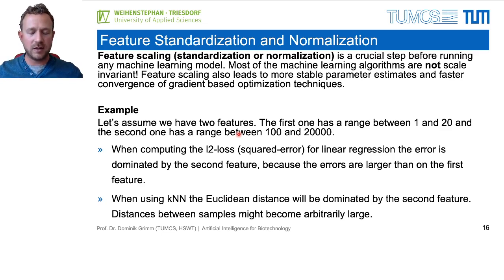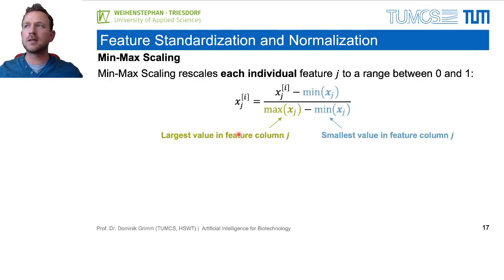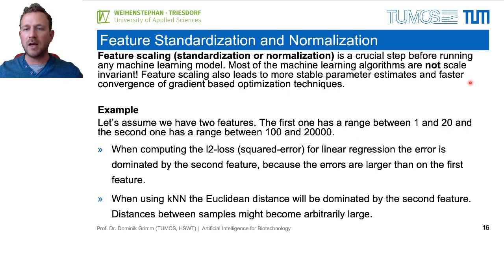And there are different techniques that can be used. One technique is the so-called min-max scaling. Min-max scaling rescales each individual feature j to a range between 0 and 1. So what we do here is we take our feature, for example feature 1, and we scale the numbers here, the 1 to 20, to the range between 0 and 1. And the same we do for the second feature. We transform it into a range between 0 and 1.